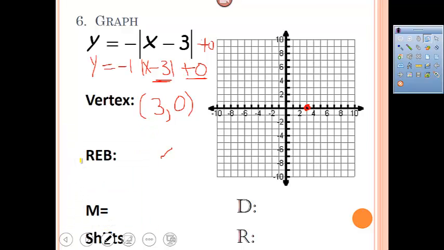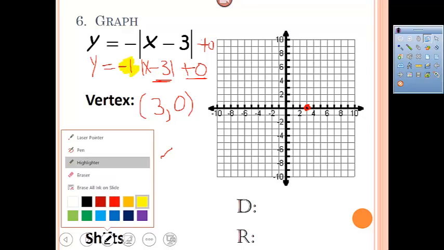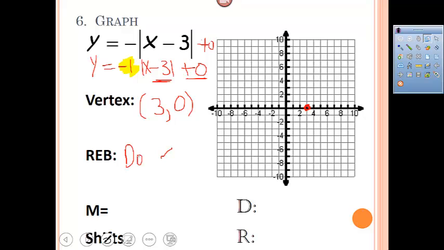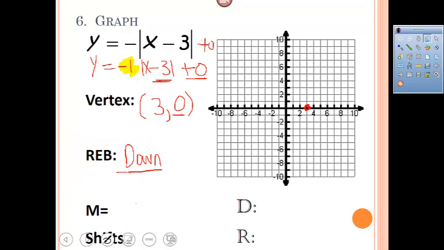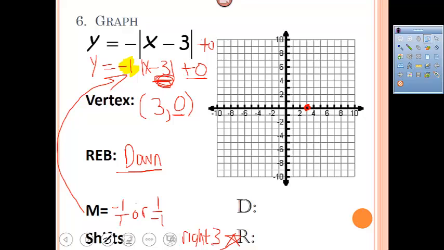Right end behavior, we're going to look at, again, the A. Since that is negative, that means you're going down on your graph. So we're going to be going down. That's going to be affecting this part here, and this part here is going to be affecting the range, if you guys remember that. The m, the slope of the right side, you have -1, so it's -1/1, or 1/-1, does not matter. And the shift, the only thing that's actually shifting is this part right here. We're going to the right 3.